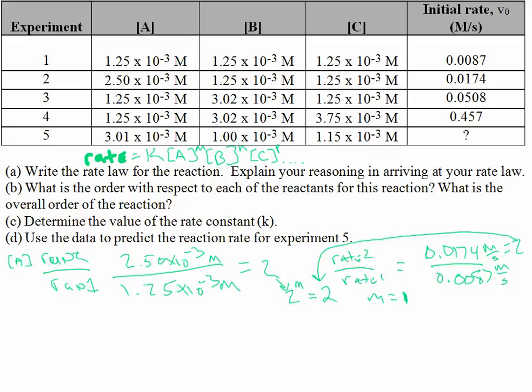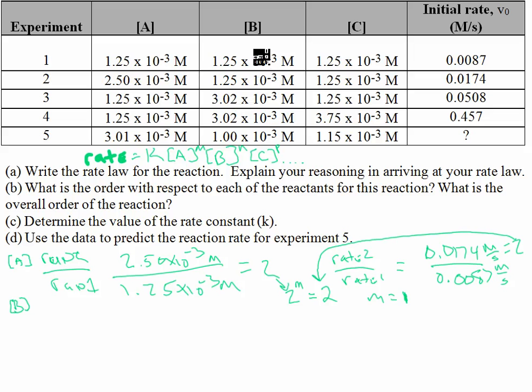Alright, so welcome back for part two. Now we're going to try to figure out the effect that changing the concentration of B will have on my rate. So here I'm going to find two trials where B is different. However, the concentration of A hasn't changed and the concentration of C has not changed.